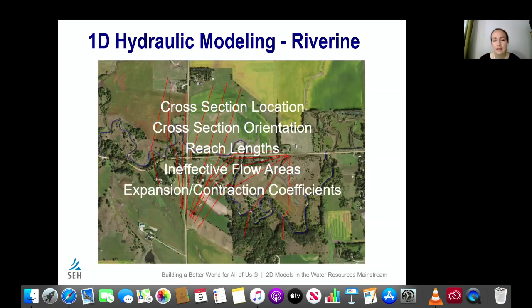And another thing we do in a 1D model to try to represent a more complex flow condition is we'll increase our expansion and contraction coefficients, where we believe flow is going to be expanding or contracting, to increase the losses in those areas. But all of these things that we're doing to create our one-dimensional model are based on our assumptions and our definitions. So we may be inadvertently limiting the results or generating inaccurate results.